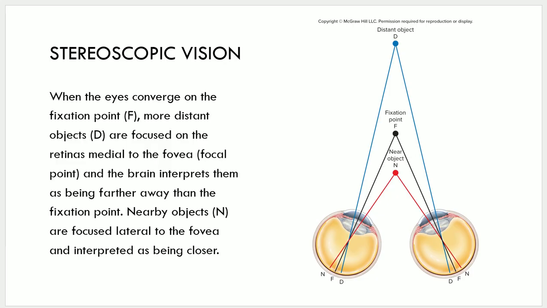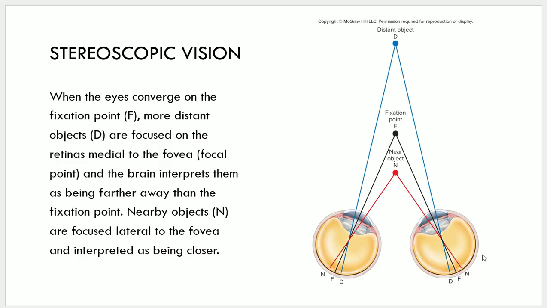Stereoscopic vision. This explains how your eyes work together. I'm going to read through it, and then I'm going to simplify it. When the eyes converge on the fixation point F, more distant objects D are focused on the retina's medial to the fovea, which is your focal point. So they're going to be more this way for distance. The brain interprets them as being farther away than the fixation point. Nearby objects N are focused lateral to the fovea and interpreted as being closer. So near objects are going to hit here.